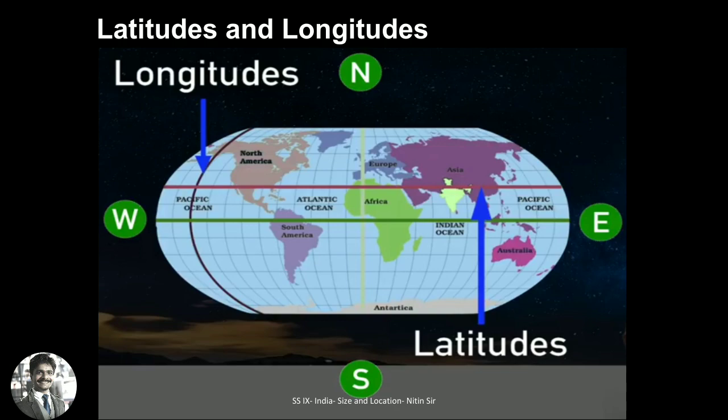On the globe there are imaginary vertical and horizontal lines. These vertical imaginary lines are known as longitudes, and horizontal imaginary lines on the earth are known as latitudes. Latitudes and longitudes help us to know the location of any place on the globe.